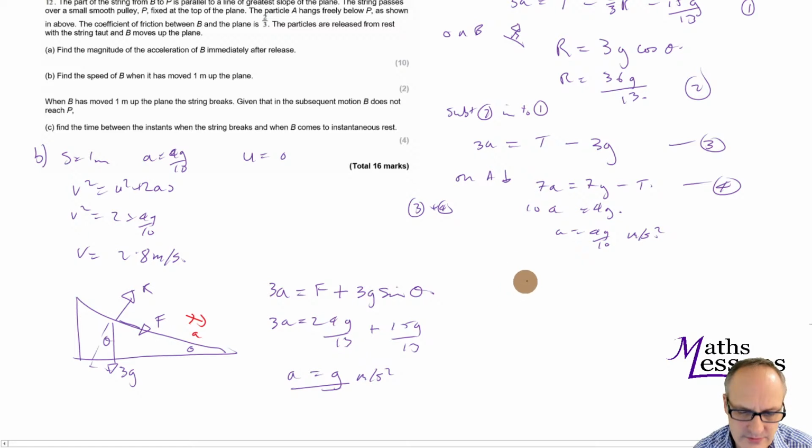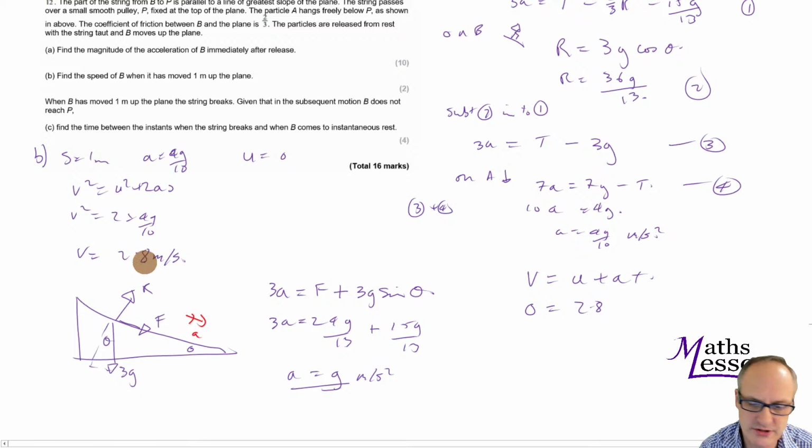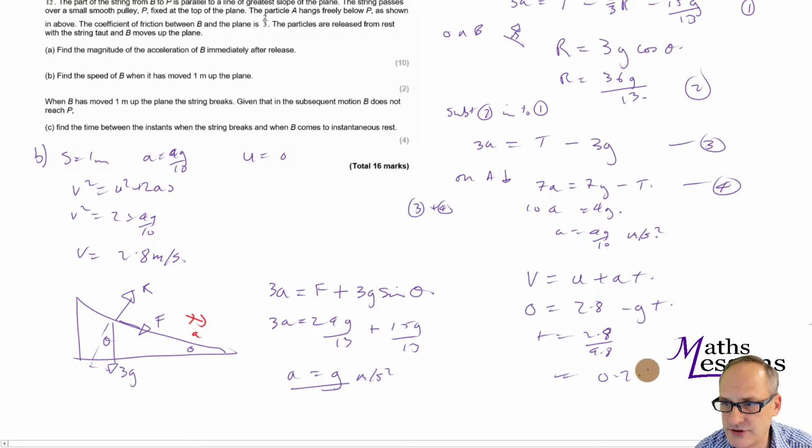So I know that A equals g, so I'm going to use V equals U plus AT because I want to find the time. We know that V is going to be 0 because that's when it comes to rest. We know my U is my old V from here, 2.8. And we're going to take away gt from that. So T will equal 2.8 over 9.8, which comes out to be about 0.286 seconds. Okay, so that's our first question.